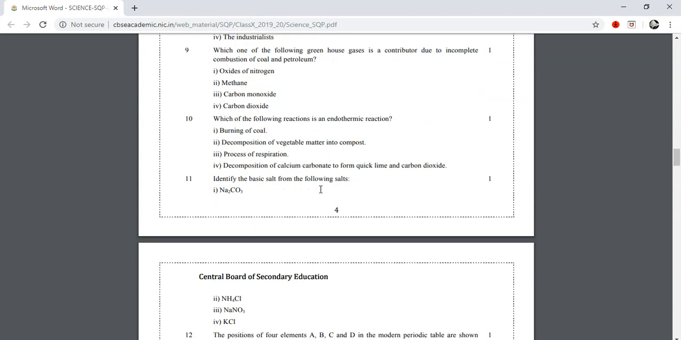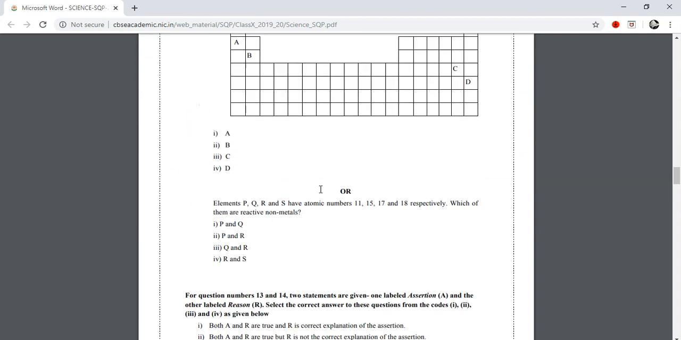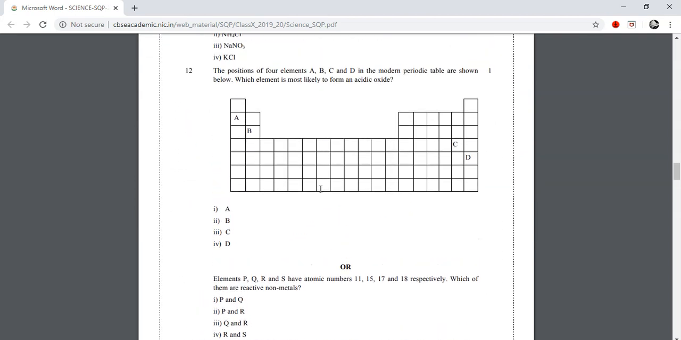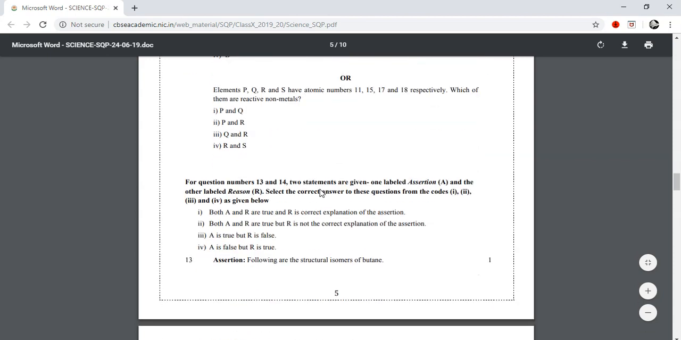And now let's move on. It is the 9th question. The 9th question is an MCQ followed by the 10th question, the 11th question. Fine. And observe question number 12. Question number 12 also is a 1 marker. It looks big though, but it's a very simple one. It's a 1 marker and it has an internal choice. You can choose to answer between the first question or the second one given.